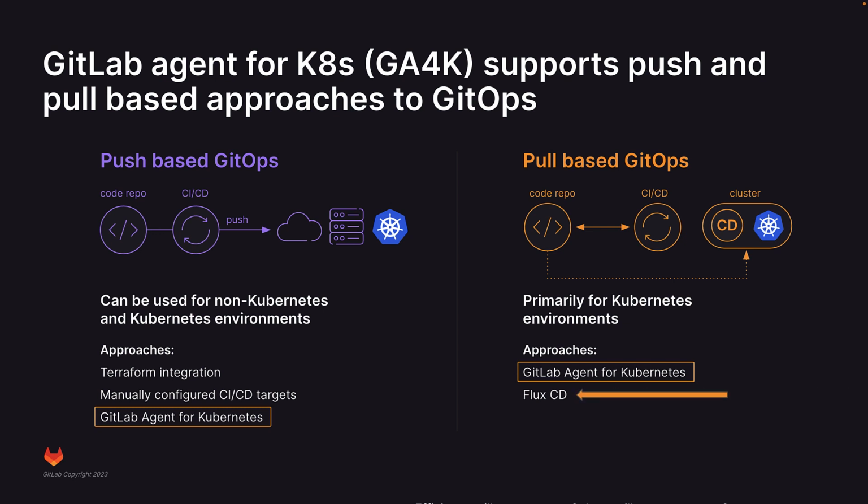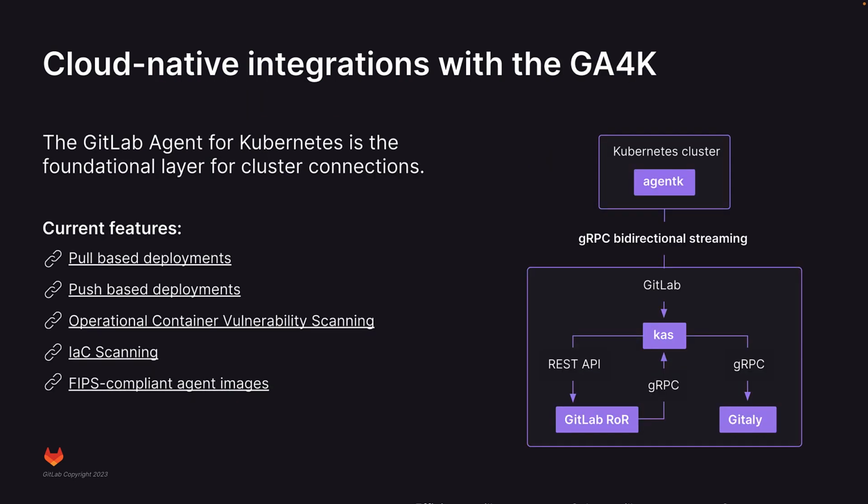In addition, we are integrating FluxCD, a mature open source GitOps solution, into GitLab. The combination of GitLab and Flux supports a variety of options for configurations and topologies for the automation and management of your infrastructure updates. Here's a high-level architecture of the GitLab agent for Kubernetes.